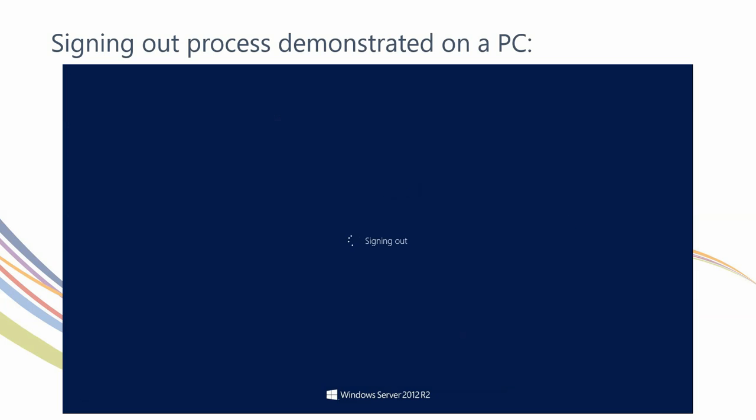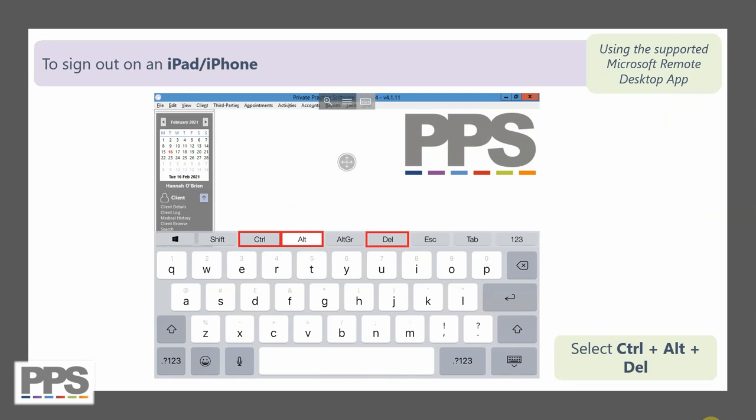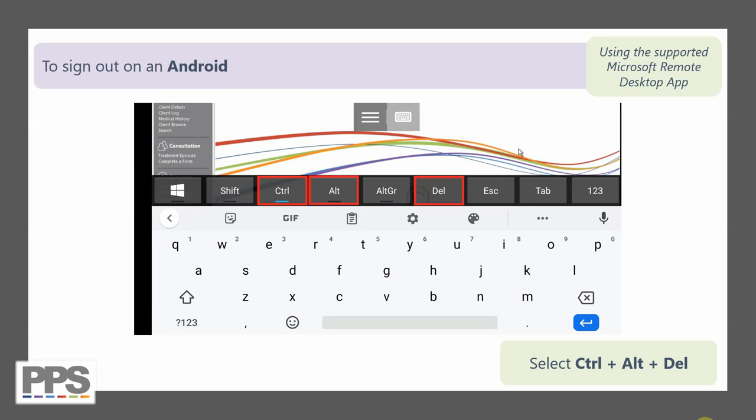Similar keyboard shortcuts will be used on other devices. For example, on a Mac, hold down Function, Control, Option, and Delete together, and you should then see the message to sign out. On an iPad or iPhone, you can select Control, Alt, and Delete, and you should see the blue screen where you can sign out. And very similarly, on an Android device, select Control, Alt, and Delete, and you'll be able to sign out.